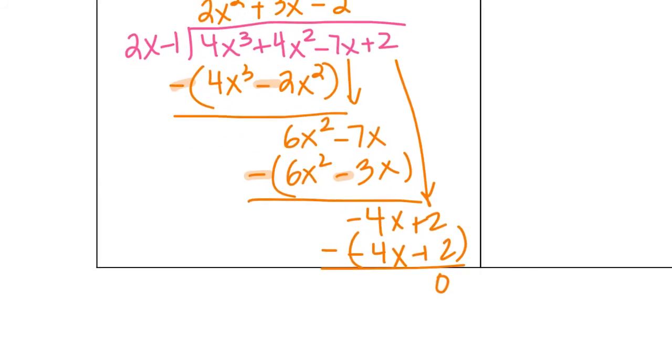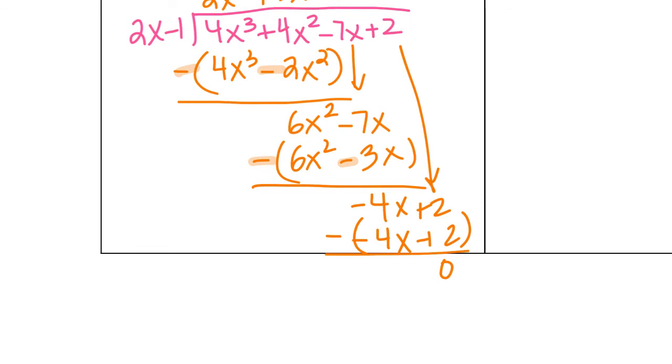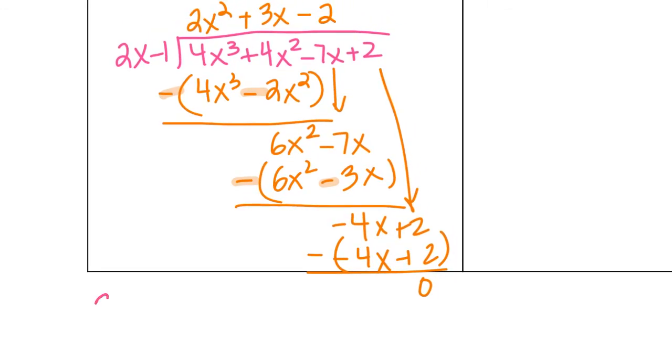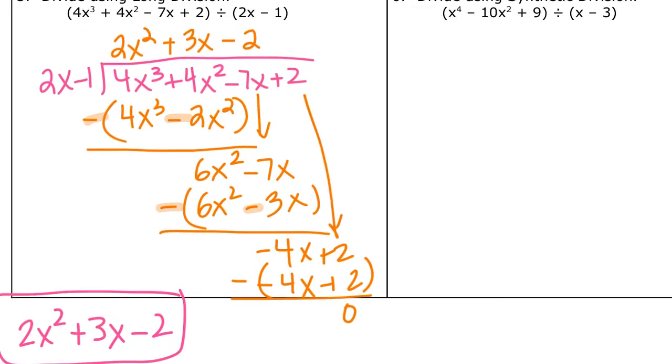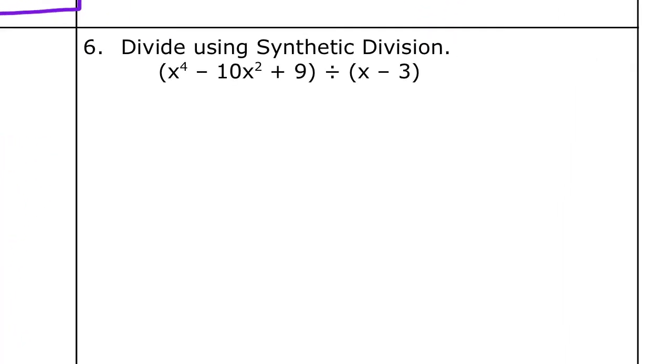Our official answer for this is 2x squared plus 3x minus 2. Okay, now let's do some dividing using synthetic division. But you have to still do the same setup with that polynomial. Make sure that it is going in descending order.